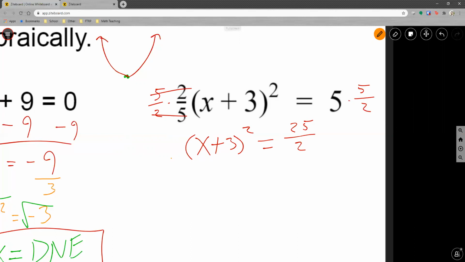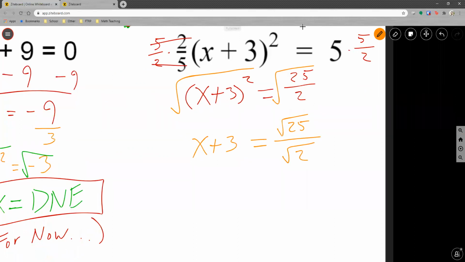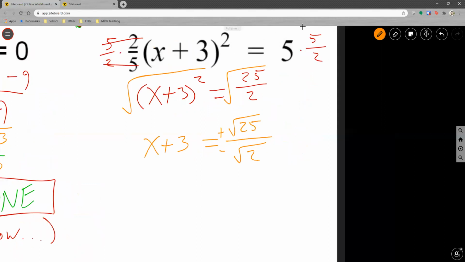Let's go ahead and take the square root on both sides. Even though this expression is in parentheses, I can still take the square root. It's just going to get rid of that square, and it's going to give me just the inside of the parentheses that's left. x plus 3 equals the square root of 25 over the square root of 2. Well, let's go ahead and rationalize this. And I almost forgot, this should be a plus or minus. Let's go ahead and rationalize the denominator here by multiplying both the top and the bottom by the square root of 2 over 2. So I'm left with plus or minus the square root of 50 over 2.